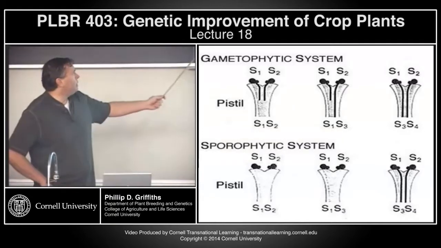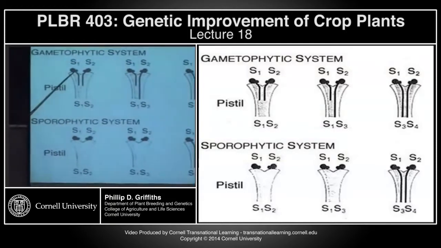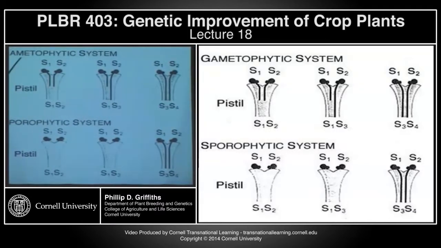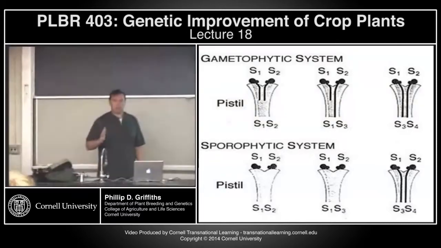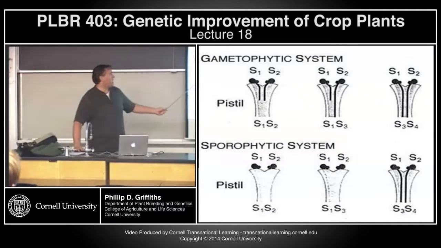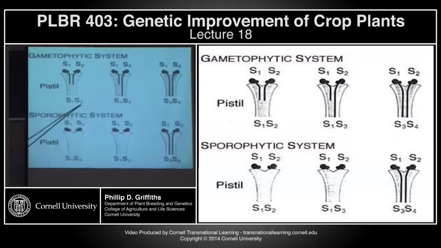If it's determined by the pollen, the pollen is a gamete, it's a haploid. So this system is known as the gametophytic self-incompatibility. You can have up to 2 types of self-incompatibility genes expressed. A plant may be homozygous for S1, for example. It may be homozygous for S2, or it may be heterozygous for different self-incompatibility responses.